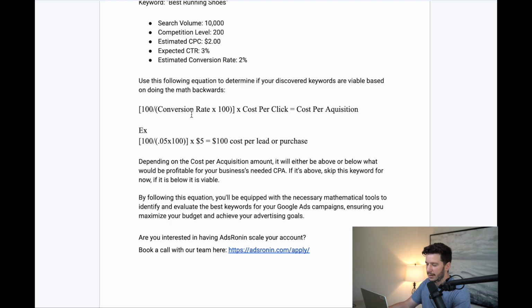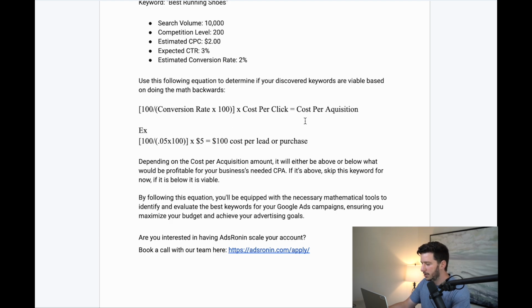So if the conversion rate is 1%, that's going to be 0.01. And then you're going to multiply that by 100. That's going to take it to 1. You're going to take 100 and divide that by 1, which in this case will still be 100. That means that you need 100 people to your website to convert a sale.